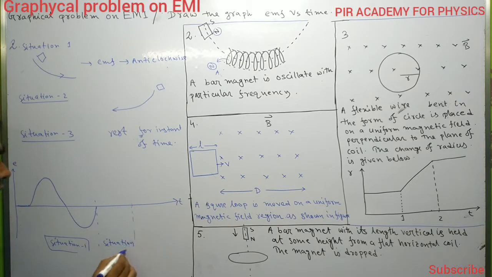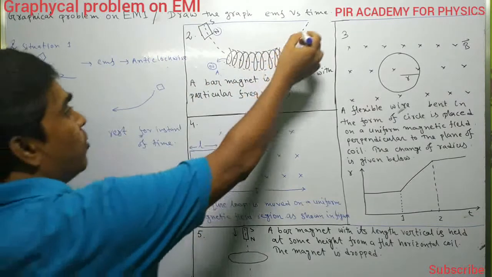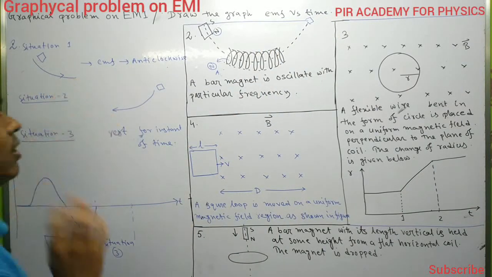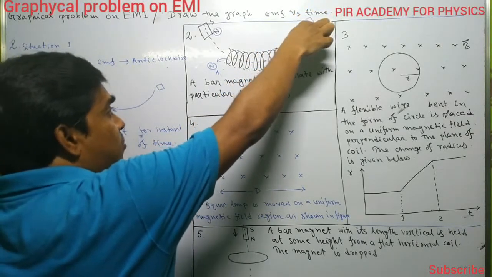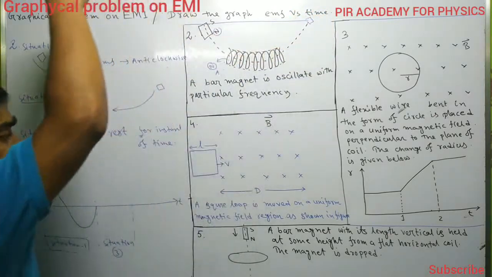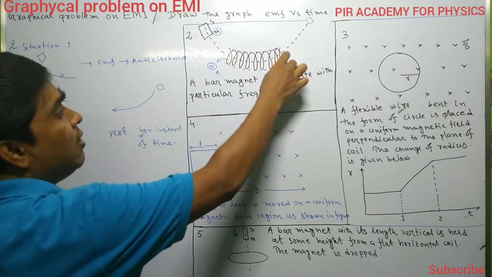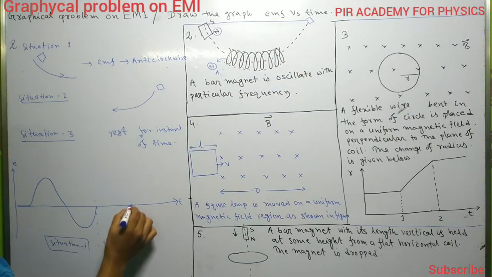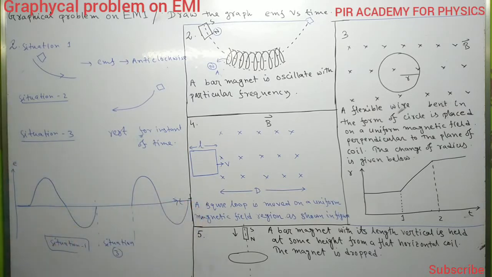Situation number 3 means, suppose in this condition, the magnet is at rest for an instant of time. After that, this magnet is moving in the reverse direction, then in this phase the magnetic flux will increase, so the induced electromotive force must increase. So in this way, this will be a complete one cycle.